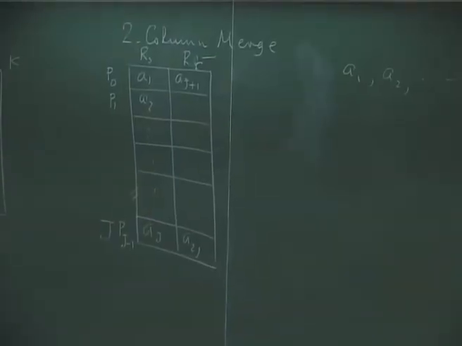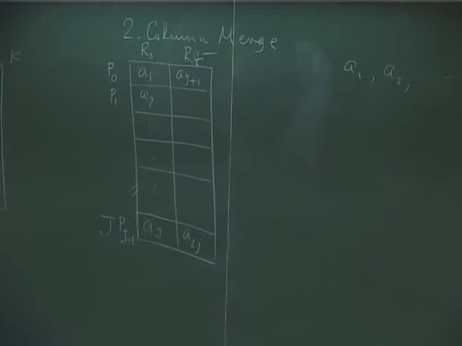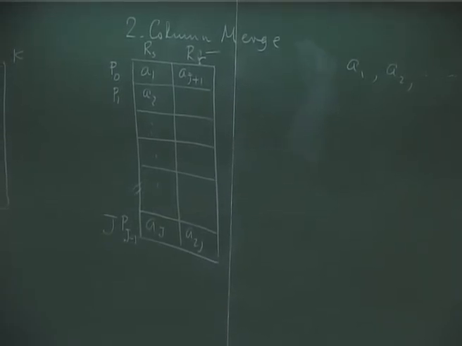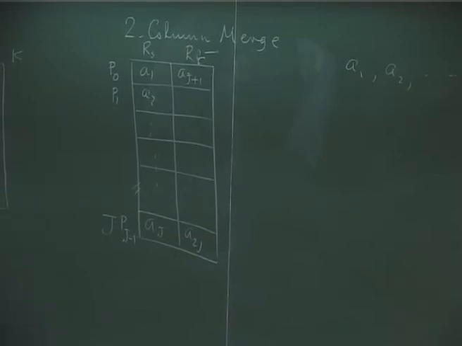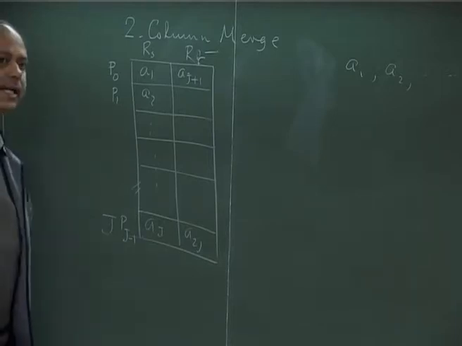So you have A1, A2, up to A2J elements which form a bitonic sequence and you have a column of J rows, and each row is assigned to a processor P0 to PJ minus 1. The ith row contains AI and AI plus J, agreed? AI is in the RS register and AI plus J is in the RR register.